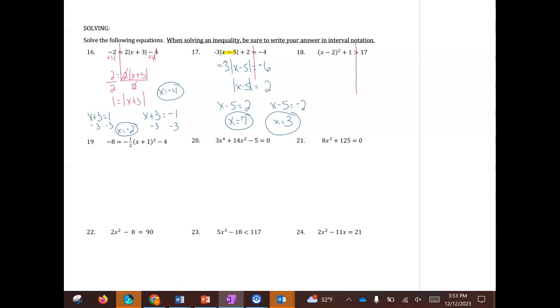So I'm going to subtract 1, which leaves me with 16. And then I'm going to square root both sides. And it's on this square root step that I get two answers. I get 4 and I get -4. So I really have two problems, x minus 2 with 4, x minus 2 with -4.